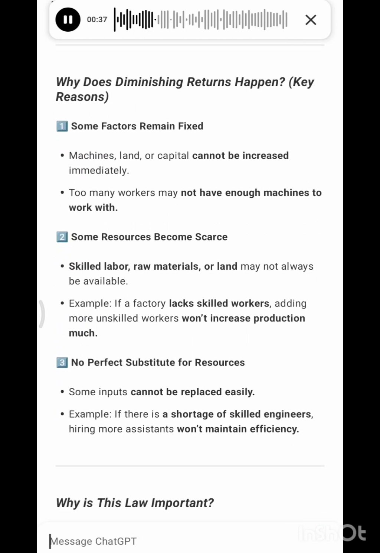Why does diminishing returns happen? 1. Some factors remain fixed. Machines, land, or capital cannot be increased immediately. Too many workers may not have enough machines to work with.